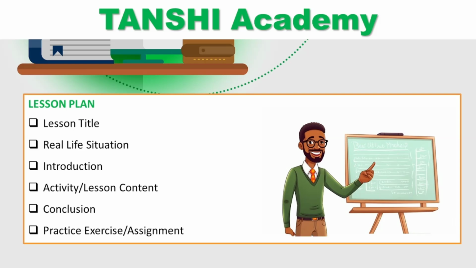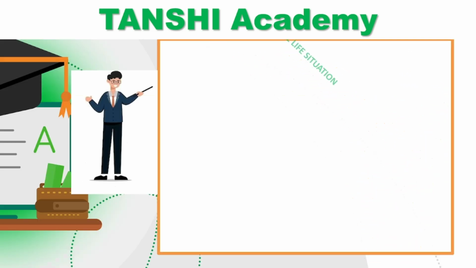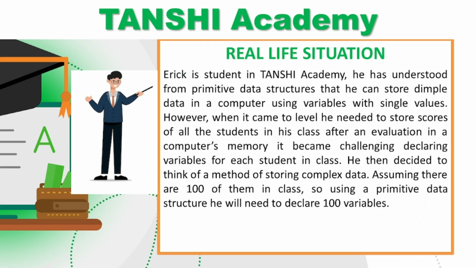So let's ride on. We'll start with a problem situation or a real life situation where Eric is a student in Tanshi Academy. He has understood from primitive data structures that he can store simple data in a computer using variables with single values. However, when it comes to the level where he needed to store scores of students in his class after an evaluation in computer's memory, it becomes challenging declaring variables for each student in a class. He then decided to think of a method of storing complex data.